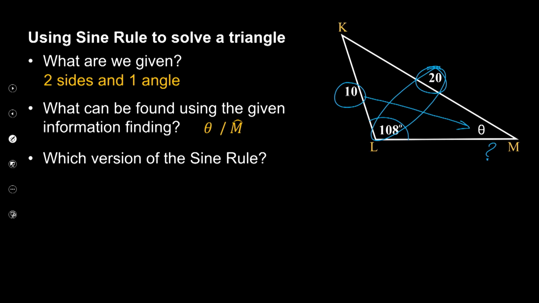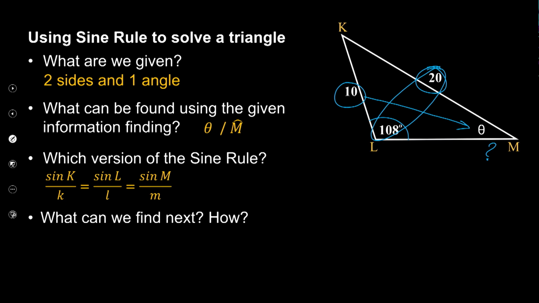Which version of the sine rule? Again, because we're finding an angle, we're going to start off with the version of the sine rule that has the angles on top. Because our triangle is KLM, sine K over k, sine L over l, sine M over m. And specifically, we're going to be using just the pairs that we have, which we'll do in a second. Once we've found theta, what is the next thing we can find? We will solve it slowly, but just to make sure where we're heading. Once we've found this angle theta, we'll have 2 angles in our triangle. So it will be quite easy to find angle K using the sum of the angles of a triangle.